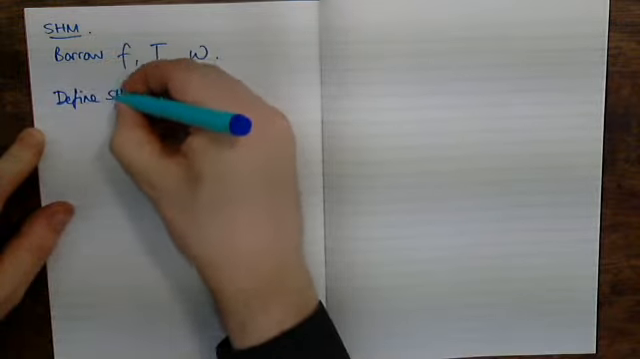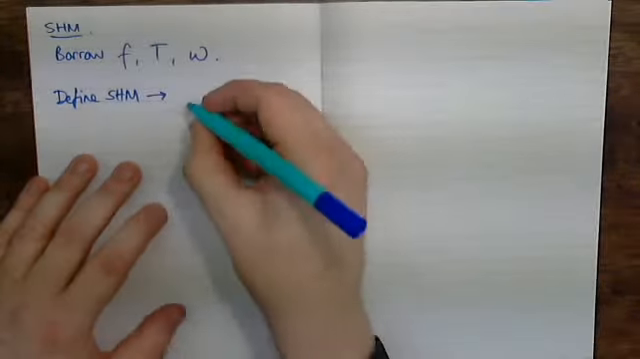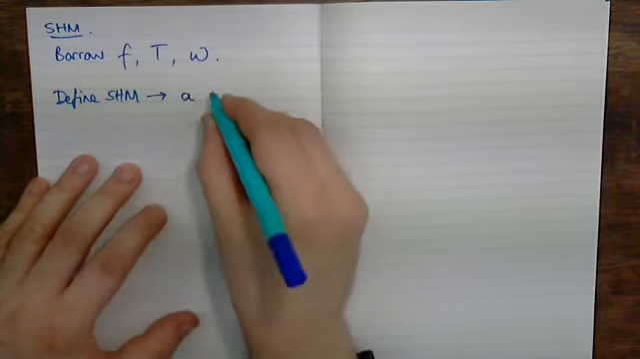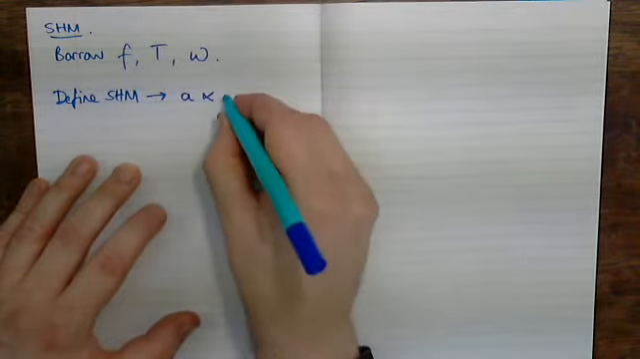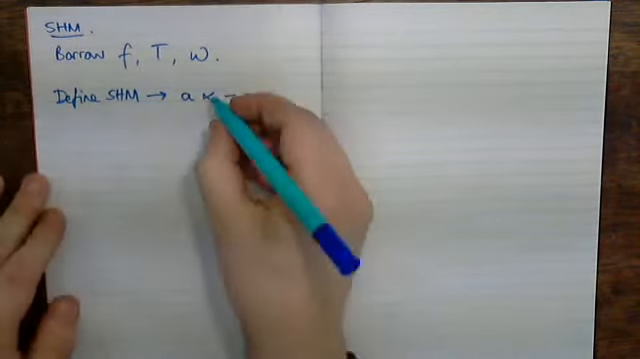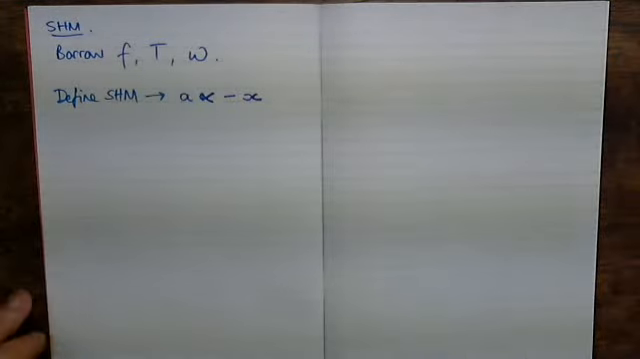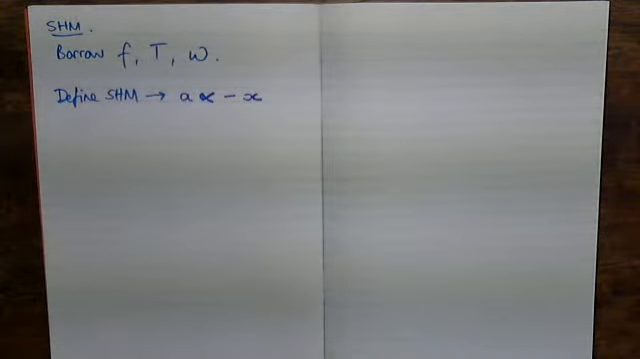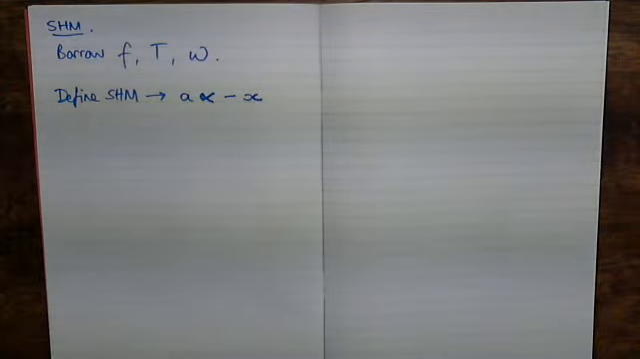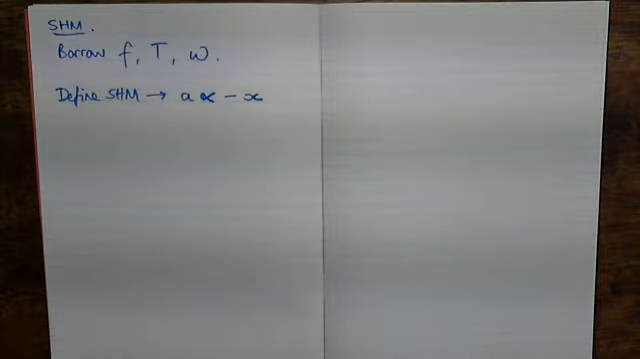Now, we define SHM. It is defined by 2 characteristics. It is a motion, it's a repetitive motion, it's an oscillation in which the acceleration is proportional to and opposite to the displacement from the equilibrium position. So a, the acceleration, has to be proportional to minus x, the displacement from equilibrium. That is your defining condition for SHM. If neither of those things are true, it is not SHM. So, that's our definition. Now, what does this look like?